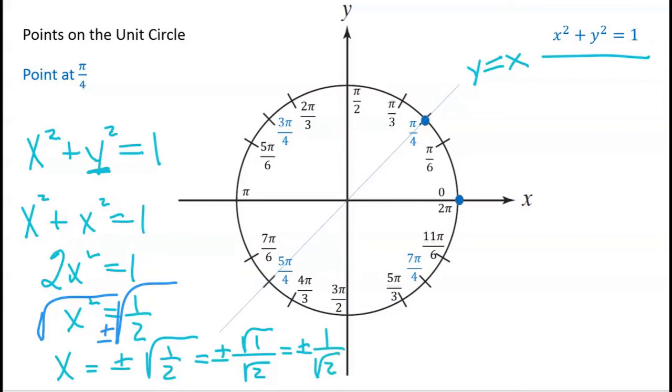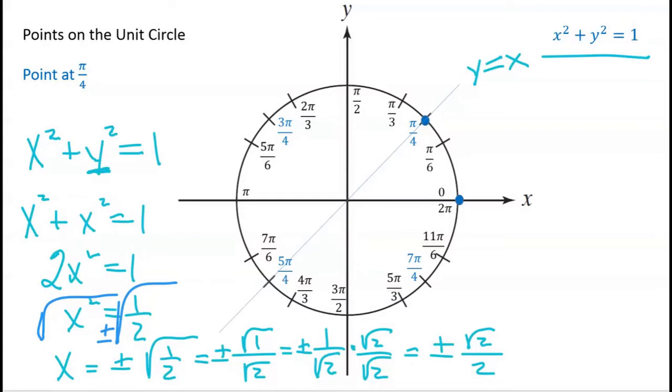But then I have to do something I have to do in this class all the time. I need to rationalize the denominator. So I multiply by the square root of 2 over the square root of 2. And finally, I get the answer plus or minus the square root of 2 over 2. That is my x value. It's also my y value. Remember, the whole point is that the x and y values are the same at this point right here.